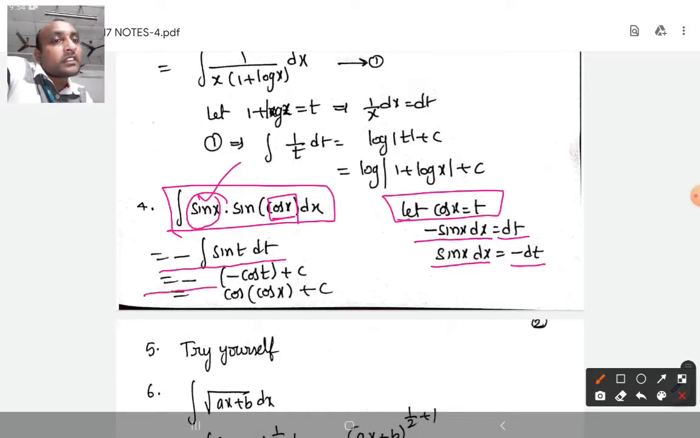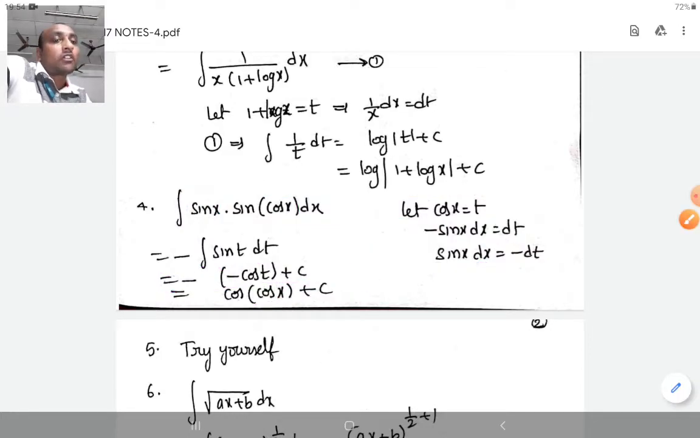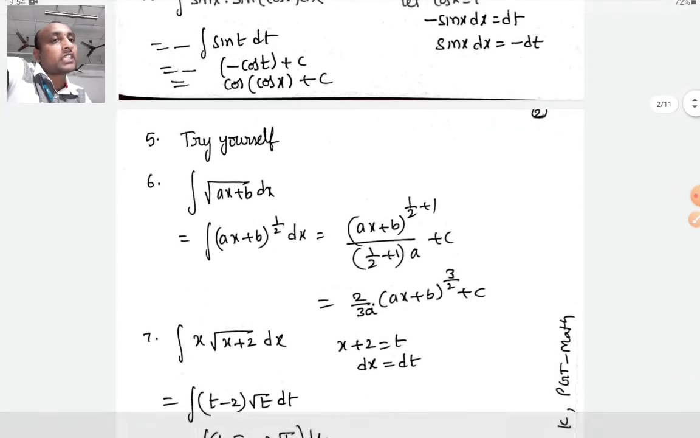So minus, what is the integration of sin t? Minus cos t plus c, so it is minus cos of cos x plus c. Like that, in all the questions based on substitution, what must be taken as t, that is important. Fifth question, same way you can try yourself.